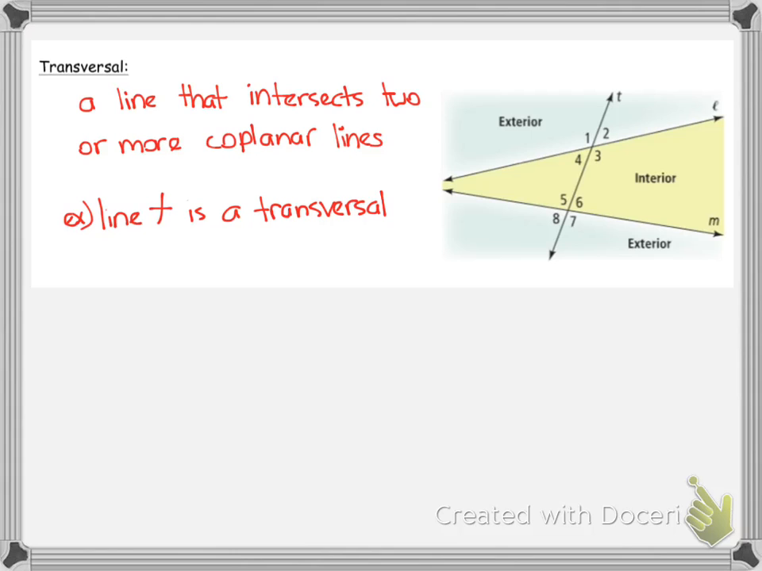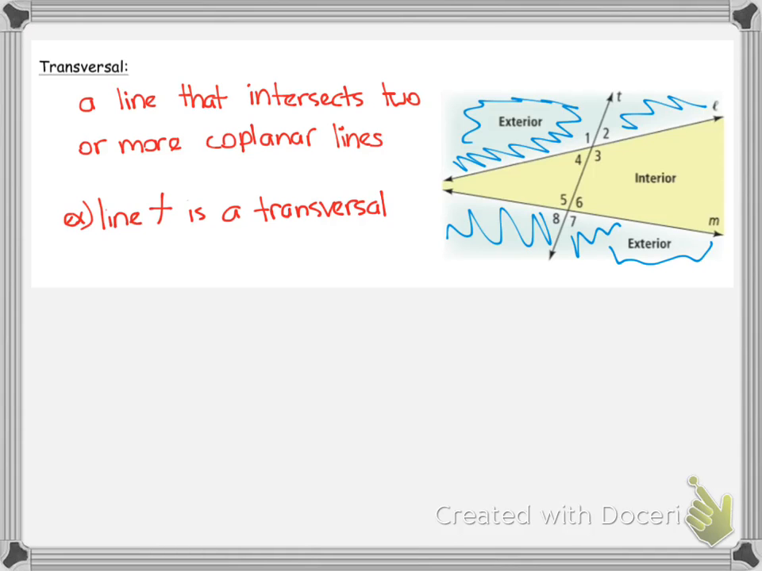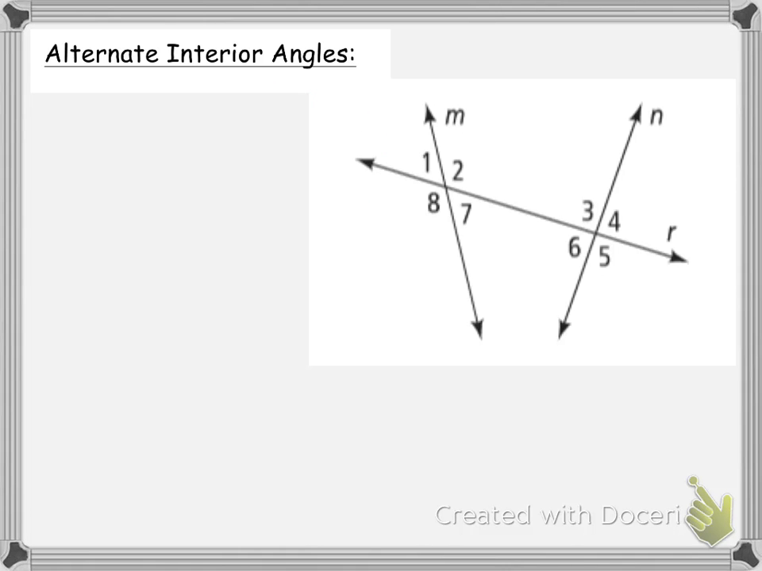It's important to note that everything outside the two lines that are intersected is called the exterior of those lines. Everything inside those two lines that intersect is called the interior of those two lines. That is important. So now we're going to look at these special angles.